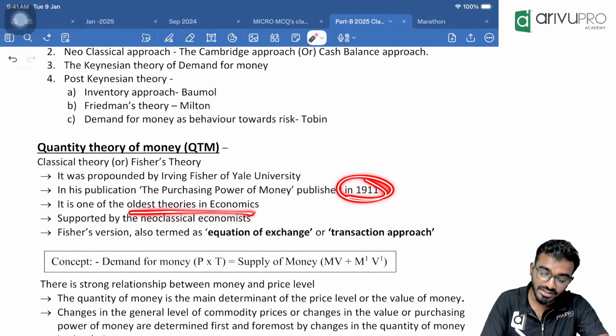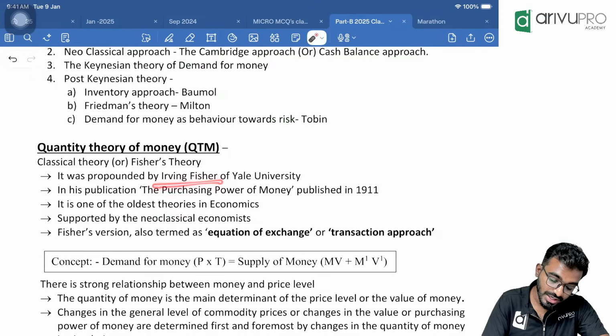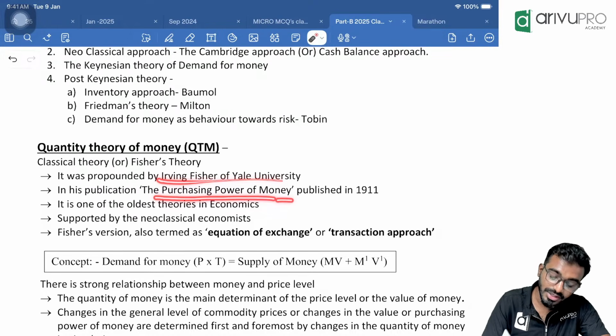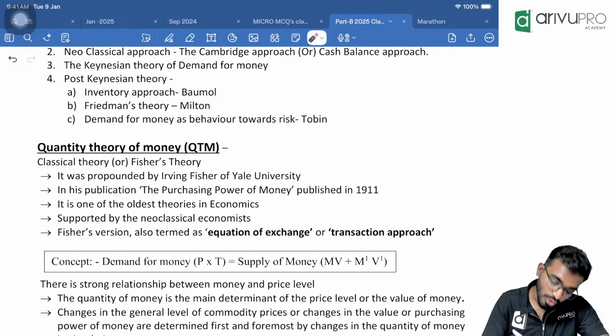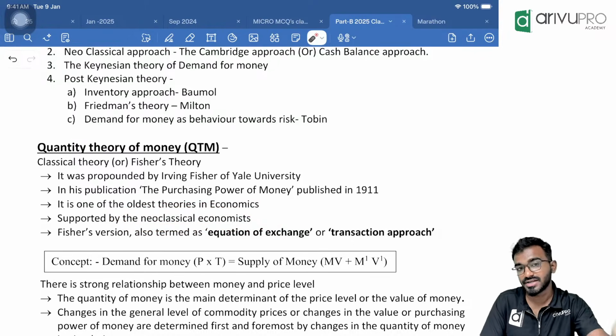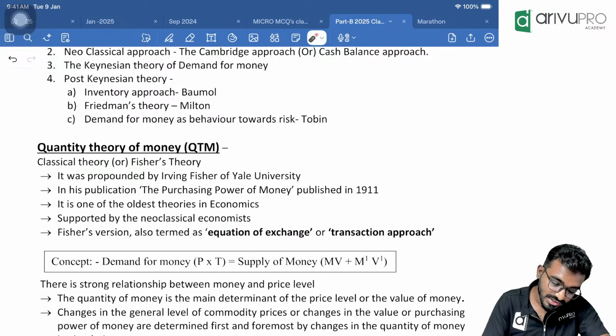which was published in 1911 by Irving Fisher of Yale University. And the book written by Irving Fisher is The Purchasing Power of Money. And it is supported by whom? Classical economists, and also supported by neoclassical economists. Even neoclassical supported. Later they came up with their own theory. So this is QTM theory.